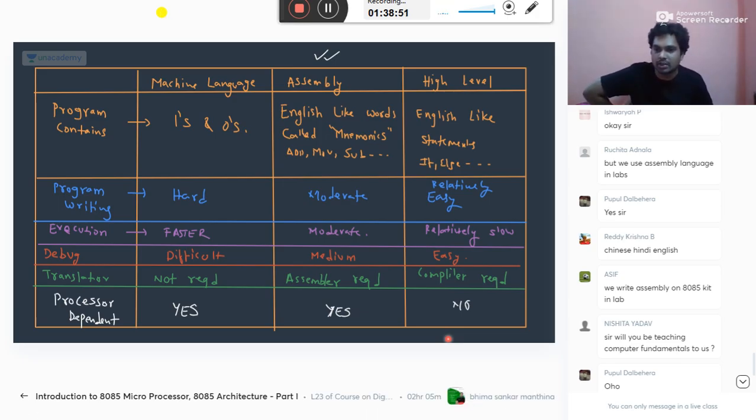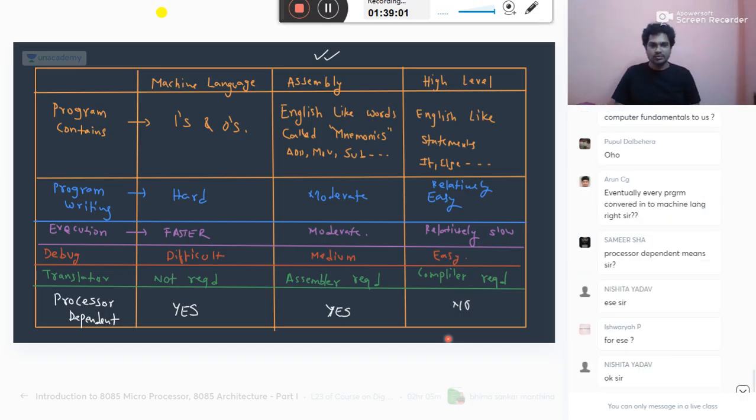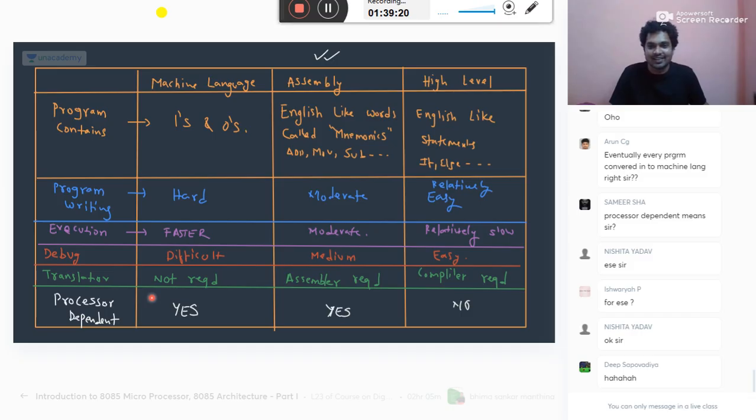Yeah, Arun, it should be. Yeah, we will see that for ESC. Hopefully I will take it. So where we are, come here, right? Some student is having the doubt of what is the meaning of Arun. It is correct. Yes. Now Samir, processor dependent means okay, it is depending on processor.